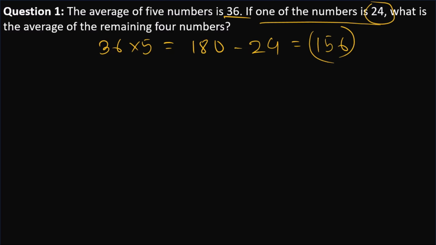So here we need to find the average. So divide by 4, so 156 divided by 4. 4 goes into 15 three times, and here 12. So 15 minus 12 equals 3. So bring down the 6, making 36. 4 goes into 36 nine times. So the average of the remaining four numbers is 39.